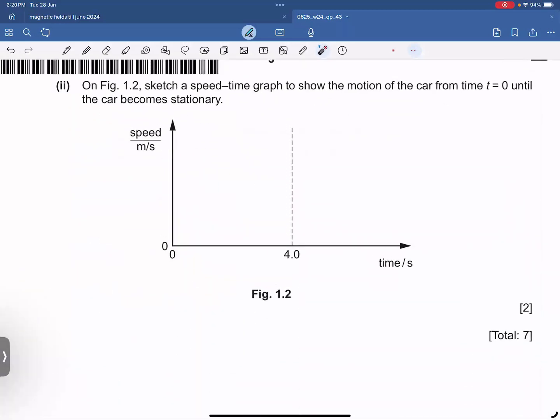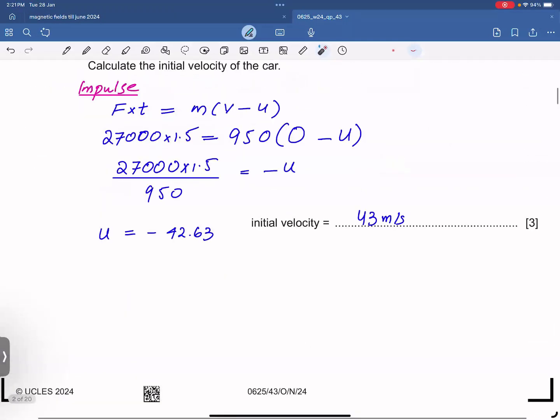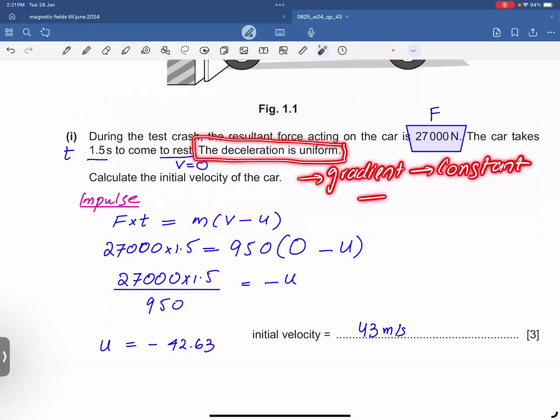They say, sketch the speed time graph to show the motion for the car until car becomes stationary. I just told you a while ago that speed decreases, the negative sign means that. So since the deceleration is constant, if you go back in the question, it means the gradient of this graph will also be constant. So constant gradient means the graph has to be a straight line.